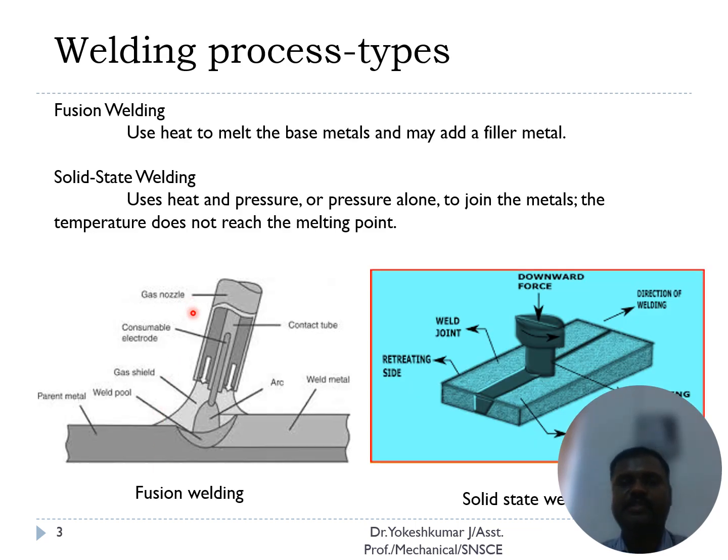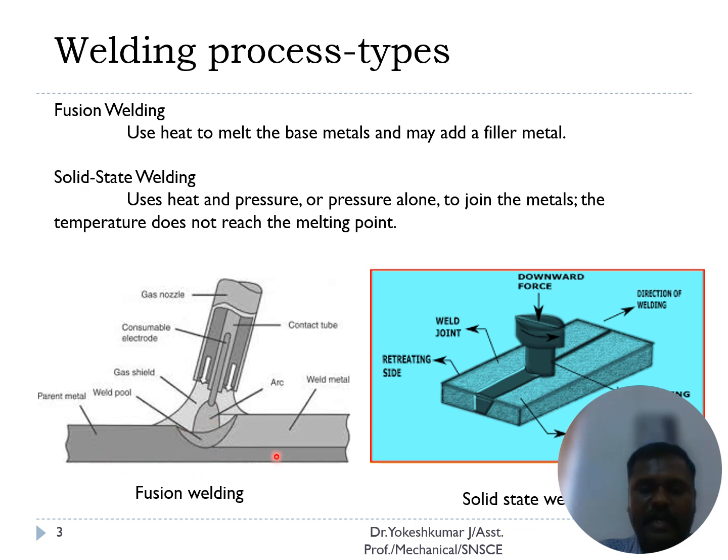The welding processes are broadly classified into two: one is the fusion welding process, and the other is the solid state welding process. In the fusion welding process, we heat the metal into a molten state. So we have a base metal or parent metal, and we heat it into a molten state. Then finally filler metal is added. This diagram explains how the fusion welding process is accomplished.